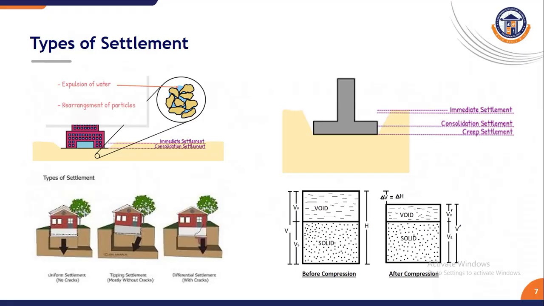Here is an example diagram of settlement. The first part is immediate settlement and the lower portion is consolidation settlement. Here various types of settlement images are shown, first with no cracks, mostly without cracks, and with cracks. Generally, before compression the void portion is very high, but after compression the void portion is reduced. The reduction in void portion is called delta H.